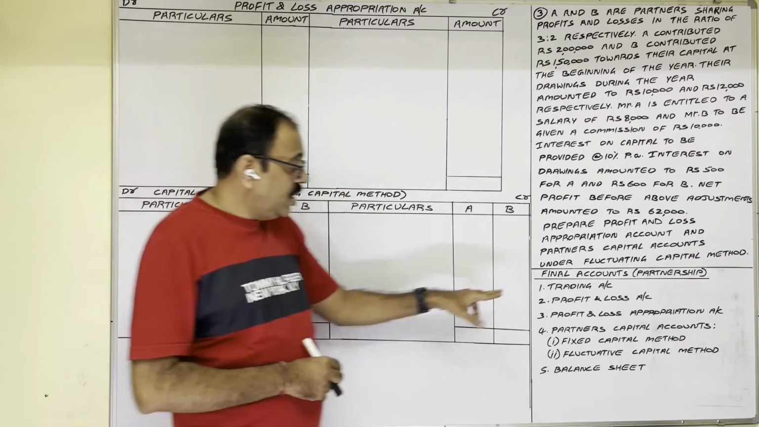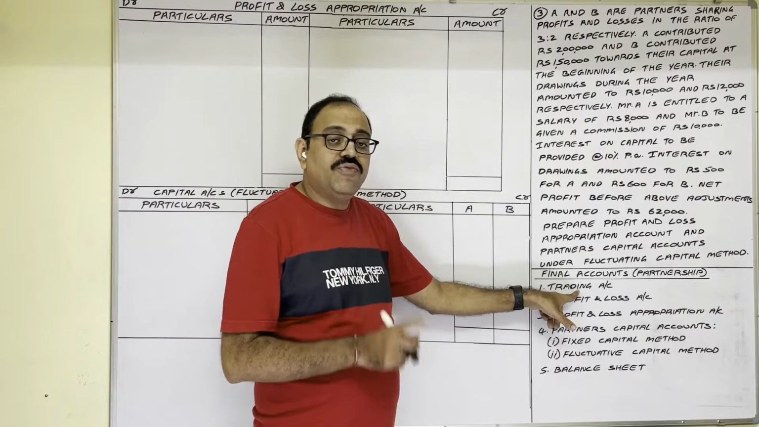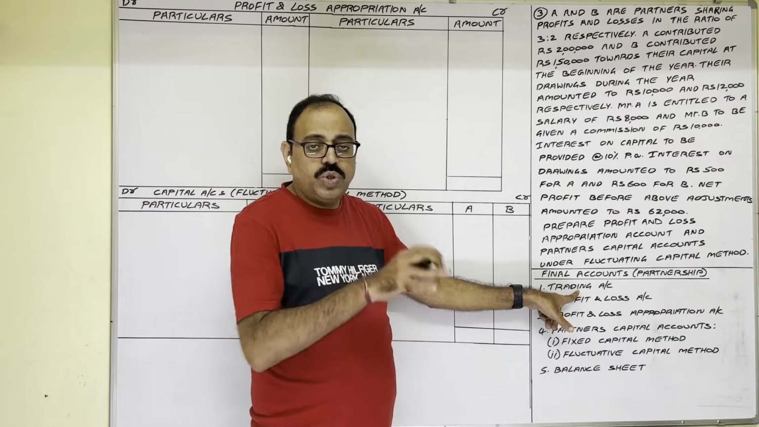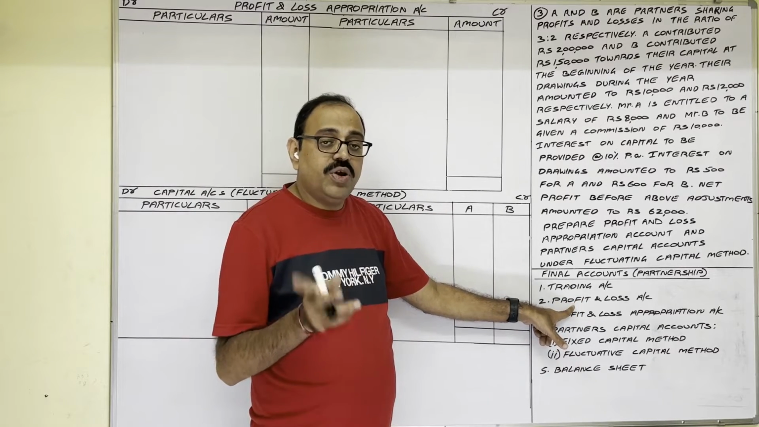And once you recollect final accounts of sole proprietorship, in trading account, if gross profit comes, we used to take that to the P&L account. By taking gross profit only, we have to start the P&L account.